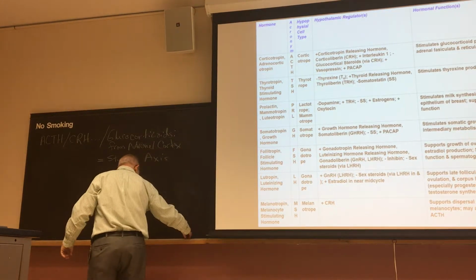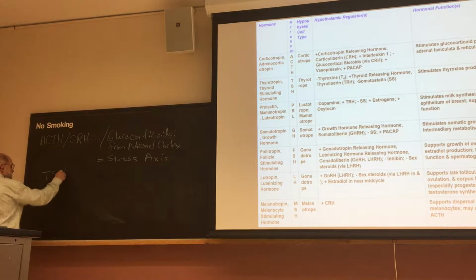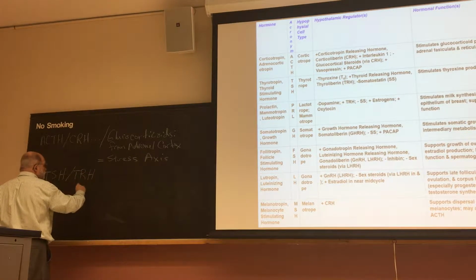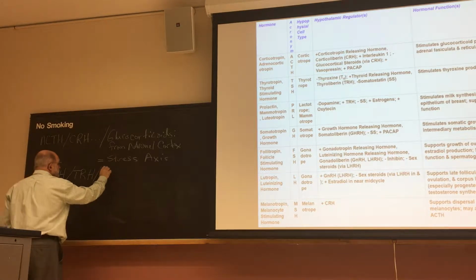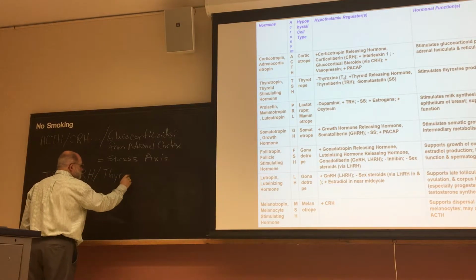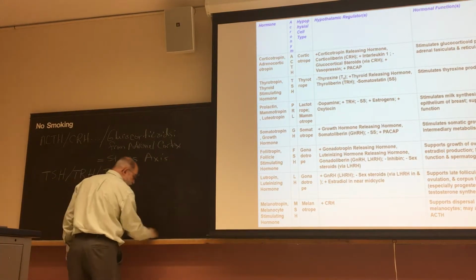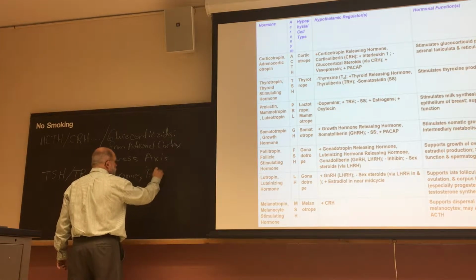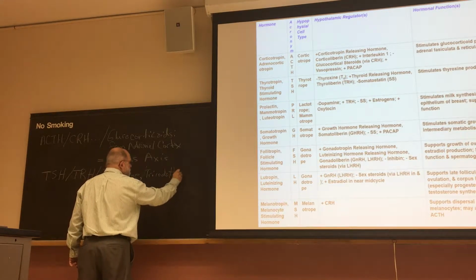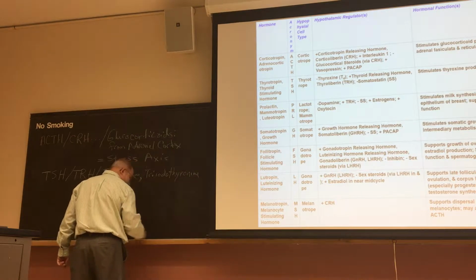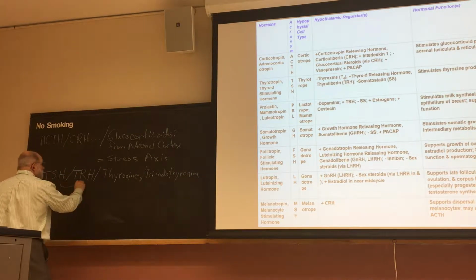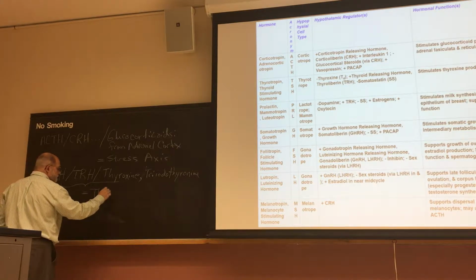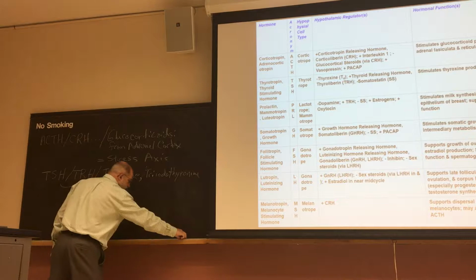TSH, thyroid releasing hormone, thyroxine and triiodothyronine constitute the thyroid axis.